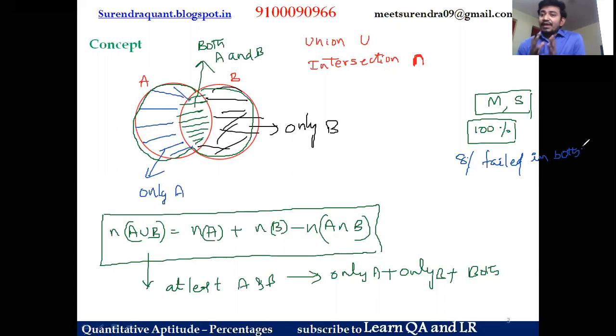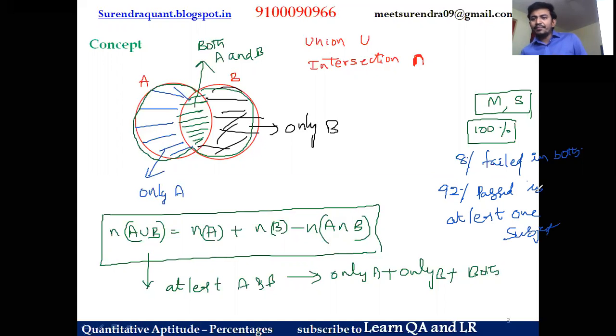Friends, if 8% failed in both subjects, the remaining 100 minus 8, 92% will pass in at least one subject. I'll tell you the meaning of this. Wait for a minute. At least one subject. So if 8% failed in both, it doesn't mean that the remaining 92% pass in both, which actually means those 92% students might pass in math or science or both. That is the meaning of this N of A and B.